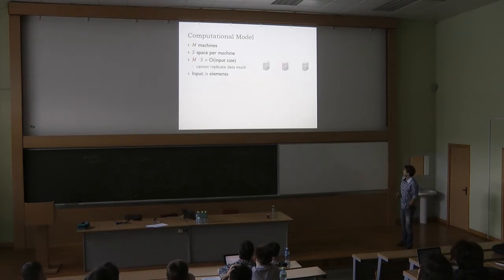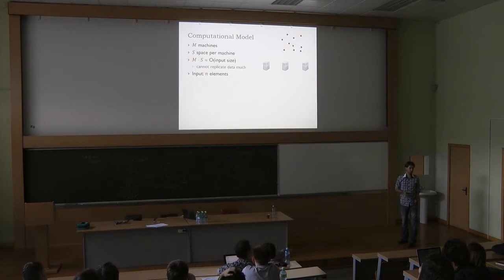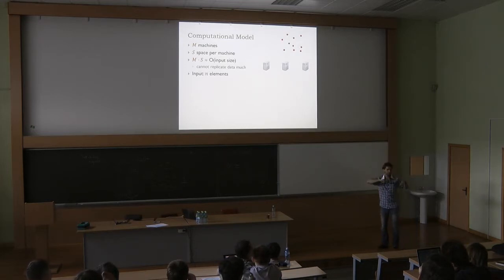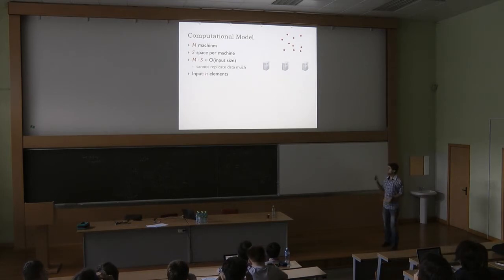So, pictorially, we have, say, a bunch of machines. We have, say, n input elements. Think of these n input elements as log traffic, where each event is one of these elements. Or if we sort n numbers, then each element is a number. If we have a graph and we want to do connectivity, each element is a node or edge, right?